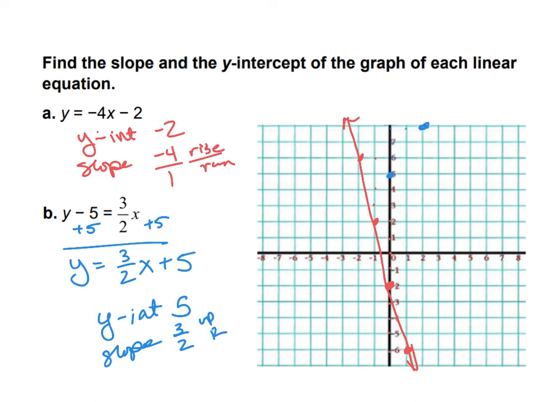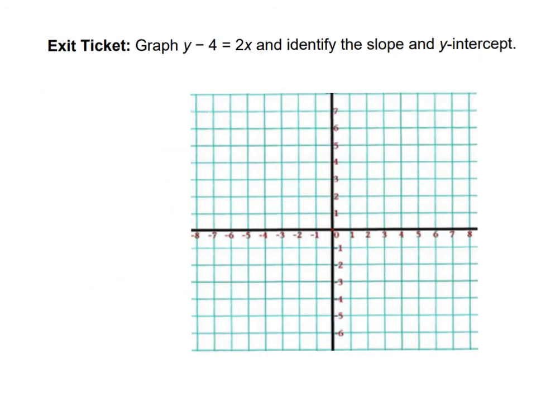Opposite, instead of up to the right, we're going to go down and to the left. So 1, 2, 3, 1, 2. We'll do it one more time. 1, 2, 3, 1, 2. Draw a straight line through all of our points. Good job.